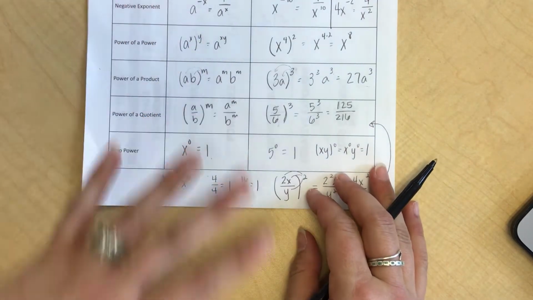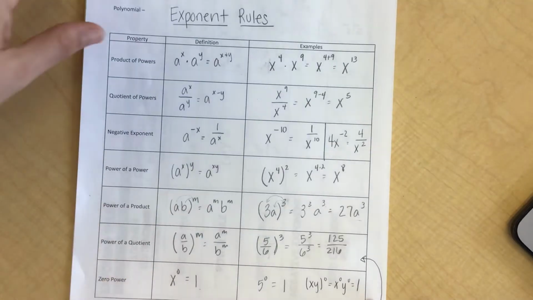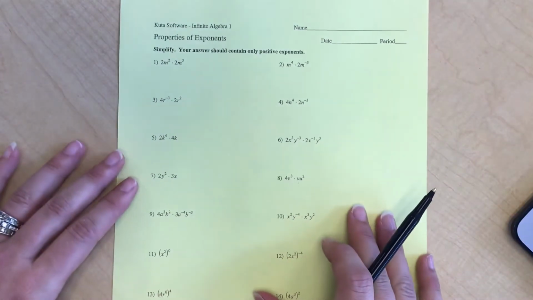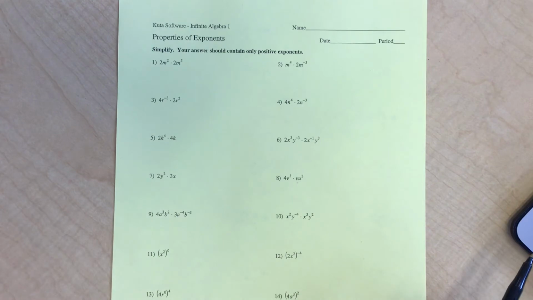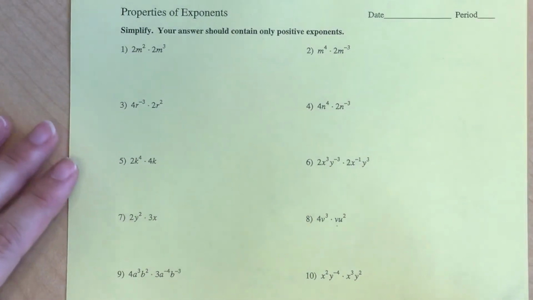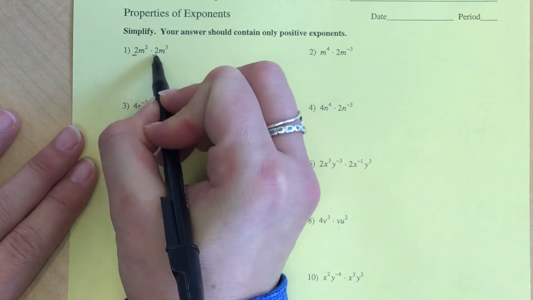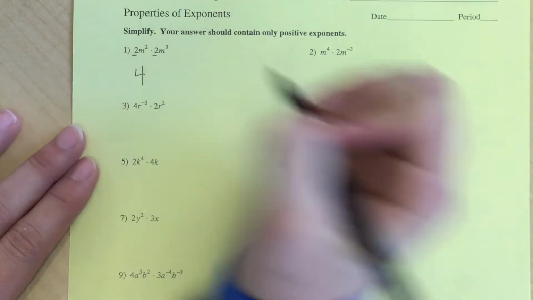All right, so you're going to use these rules in order to simplify expressions. So you also have this paper, so I'm going to go over a few of these problems with you, and then you are going to work on the rest of them. Okay, so for number 1, we're going to start off by multiplying your numbers. So 2 times 2 gives me 4.